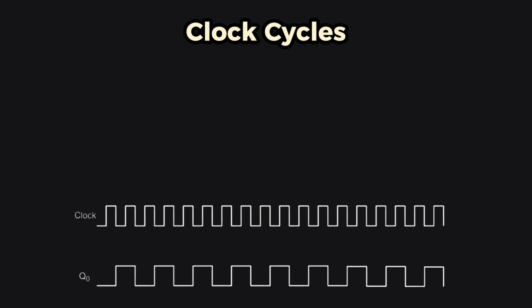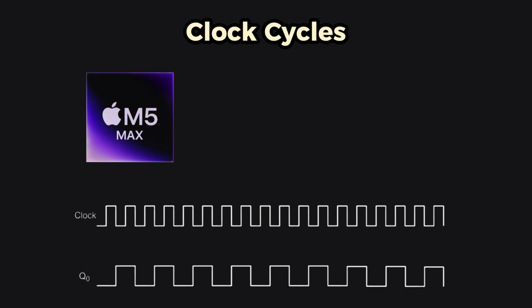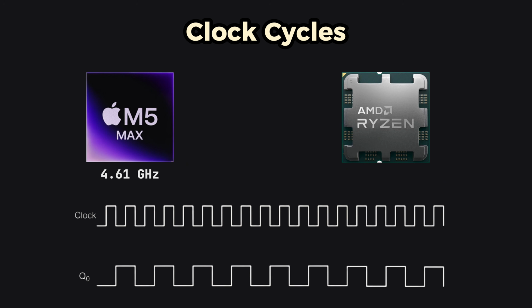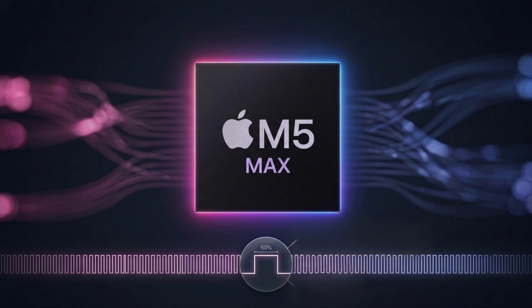We know about clock cycles, right? For example, the latest Apple M5 Max has a clock speed of 4.61 GHz, while the Ryzen 9 9900X3D can reach up to 5.5 GHz. Now what does it mean? It means that the Apple M5 Max can run 4.61 billion clock cycles per second.